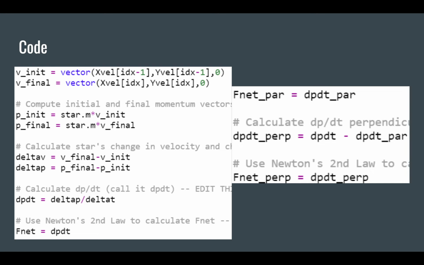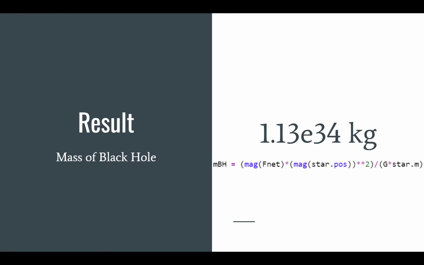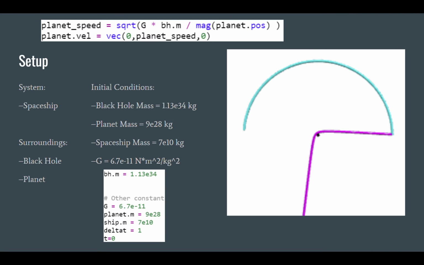Fnet and all of its components are equal to the change in momentum and its components. The change in momentum is equal to the change in momentum over the change in time. The parallel component is equal to the momentum parallel component. Perpendicular is just the total minus the parallel. And the result of all of this, using this equation in the code down here, is 1.13 times 10 to the 34 kilograms.